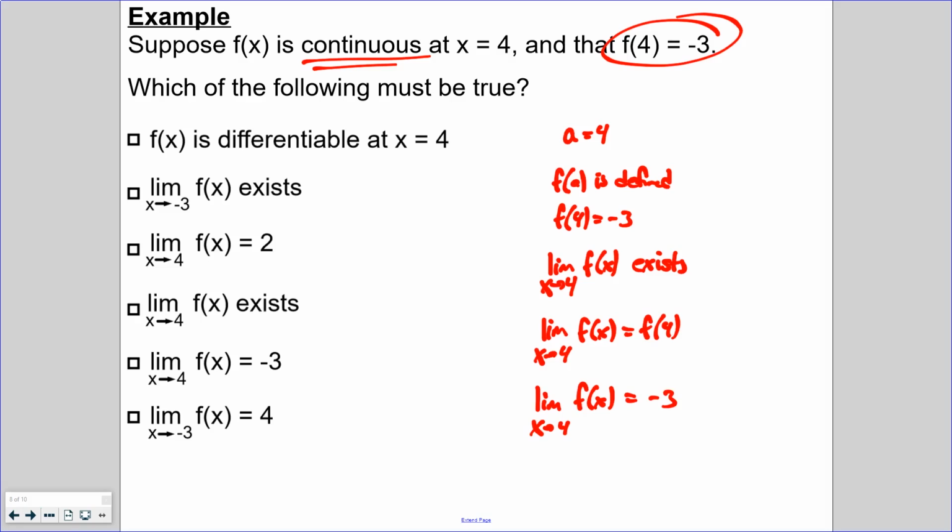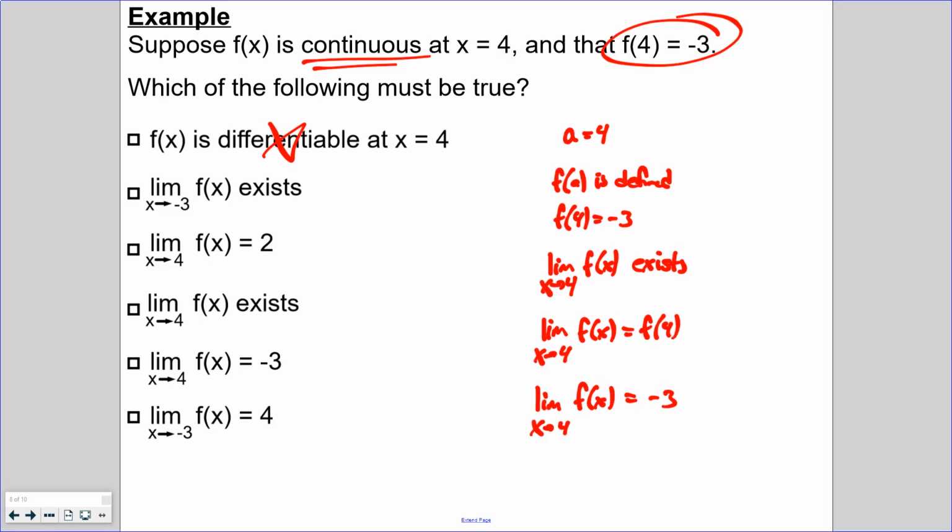Alright, so now it's time to get to work. Which of the following statements must be true? Now the first statement says f of x is differentiable at x equals 4. Well, this is where that fake theorem comes into play, because that fake theorem tried to tell us that if something's continuous, then it's differentiable, which it's not. That's the opposite. So don't fall into that trap answer, because that is wrong.